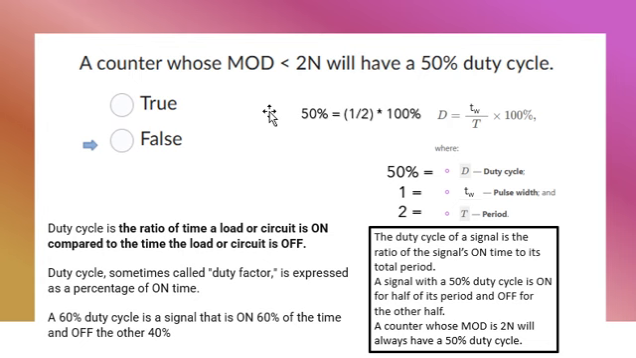And that has nothing to do with your mod less than 2^n. If you have a mod 2^n counter, you will also have a 50% duty cycle. So this statement is not correct.